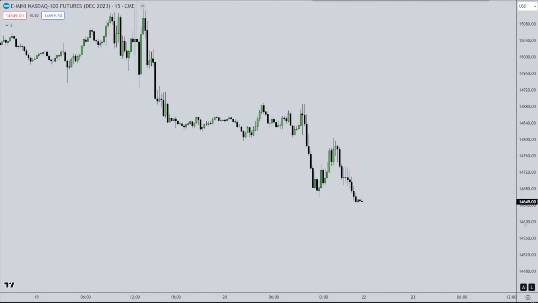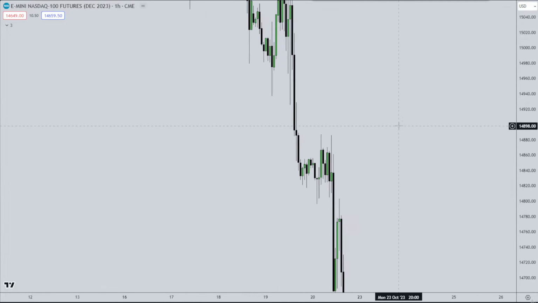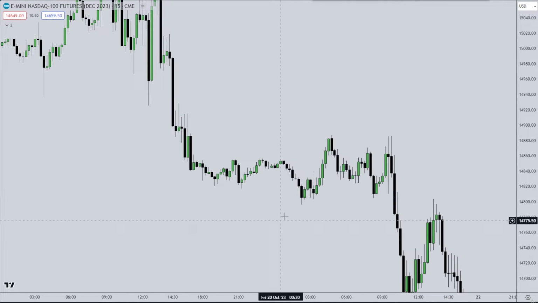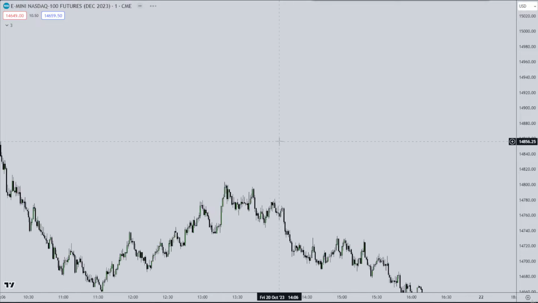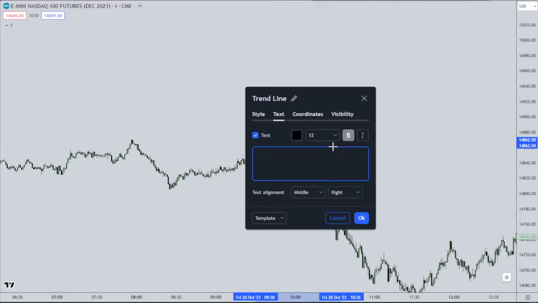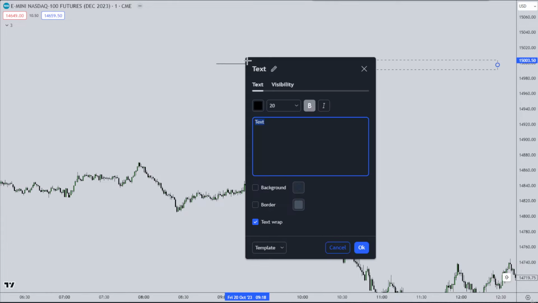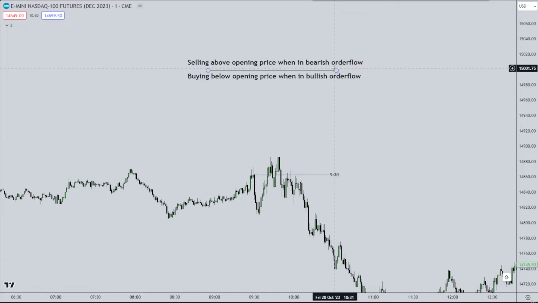So I'll show some examples here. We are clearly in bearish order flow, and on this day, here's the 9:30 opening price. So you want to be selling above opening price when in bearish order flow. You want to be buying below opening price when in bullish order flow. Okay, it's that simple.